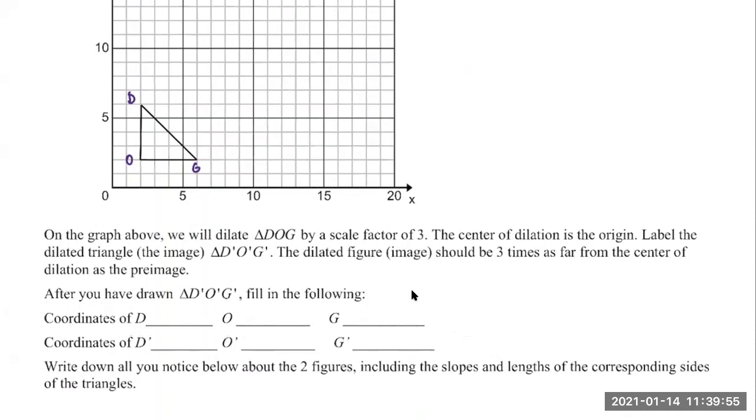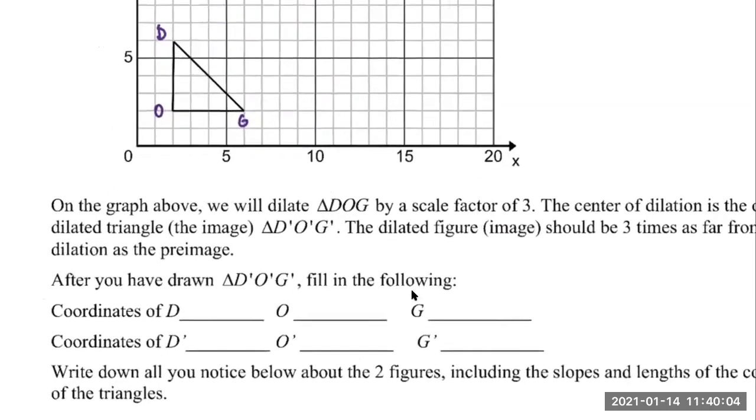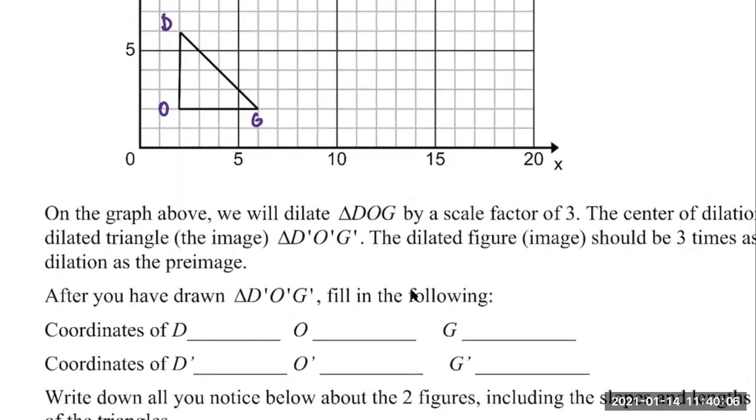So can I have you guys take a moment and just fill in the coordinates for what you see for D, O, and G, what the initial pre-image is. So fill in the coordinate points that you see that I marked off, D, O, and G.